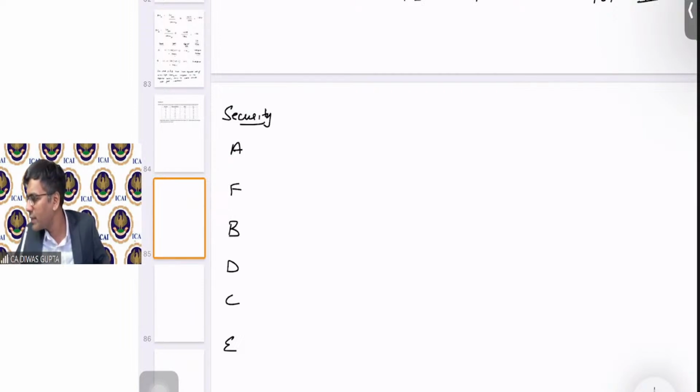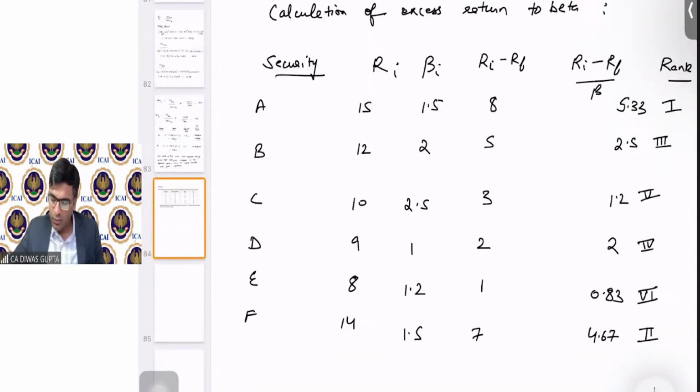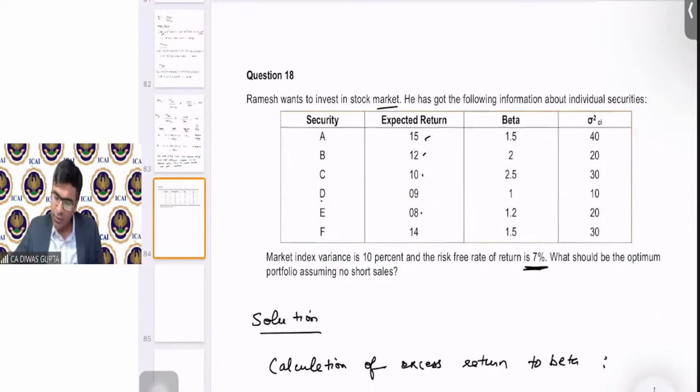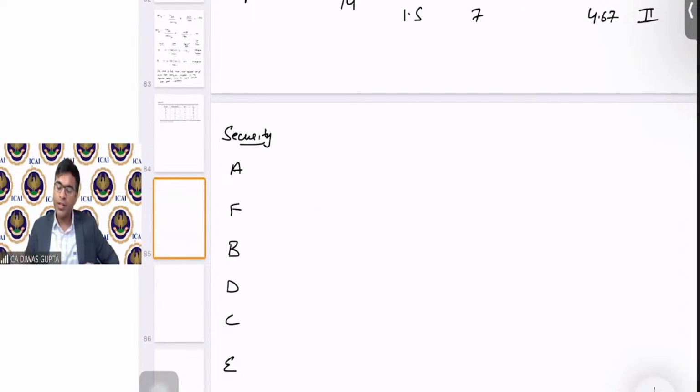Mancha is saying, sir, for D, risk premium is 1 and for E, no, Mancha, please check again. 9 and 8. Yes, so 9 minus 7 is 2 only and 9 minus 8 is 1 only. Okay. So this is the security.